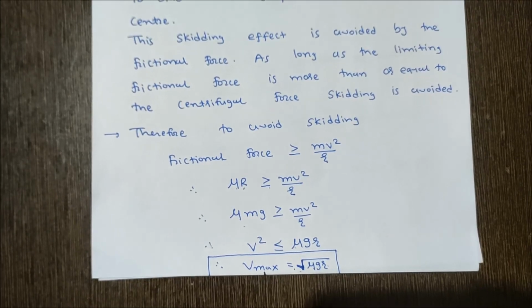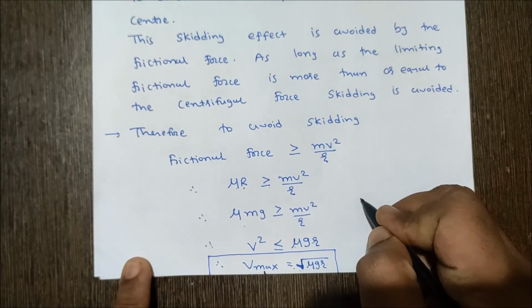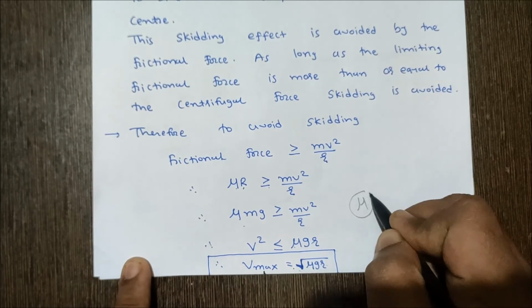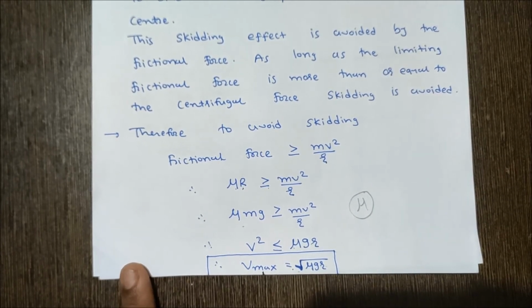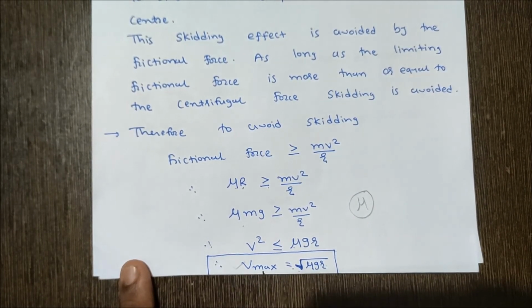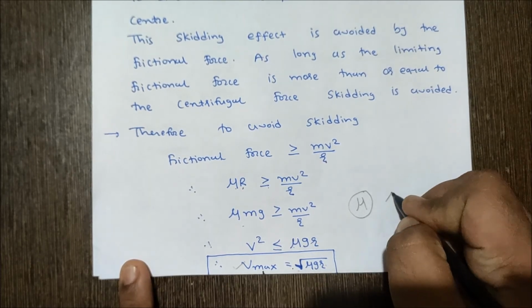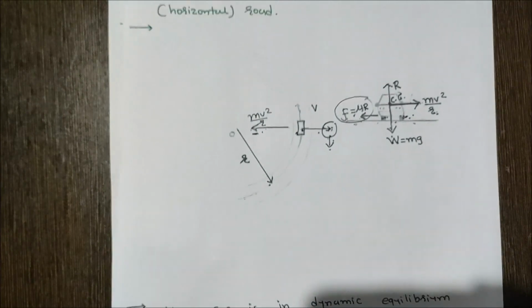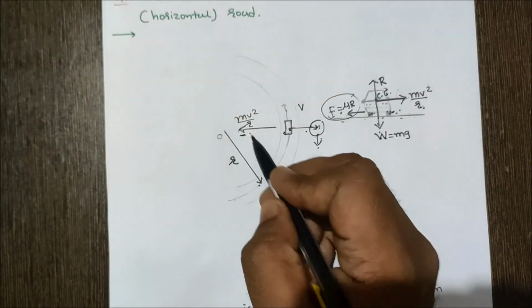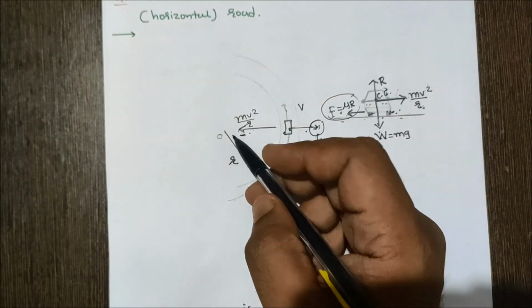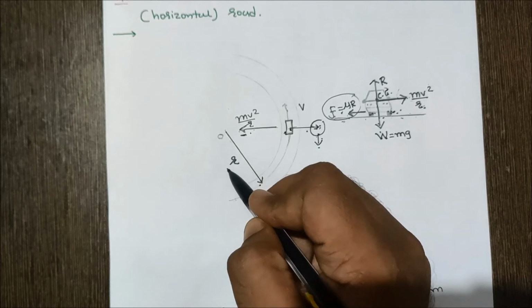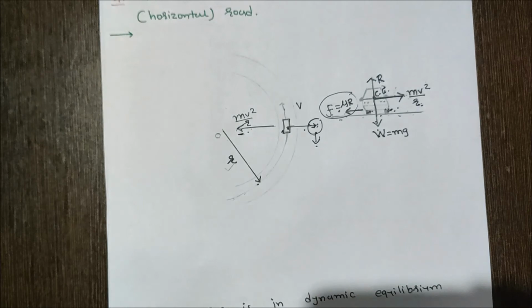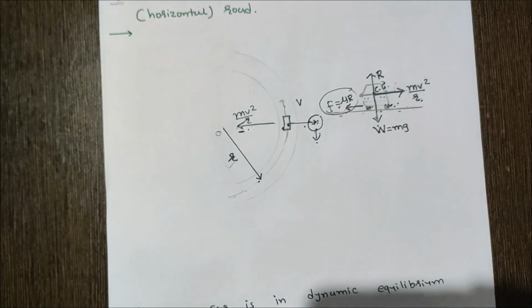Here the value of velocity clearly depends on the coefficient of friction, mu. If the coefficient of friction is higher, then it provides more frictional force, so we can increase the speed. The second factor is the radius of curvature. If the radius of curvature is higher, then we can increase the speed, because the value of velocity depends on the radius of curvature. So if the radius of curvature increases, we can also increase our speed.